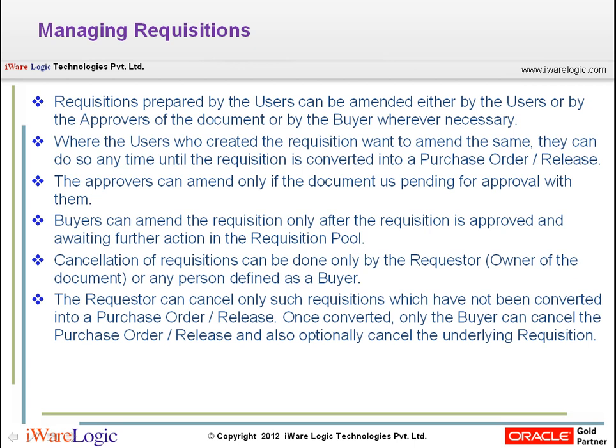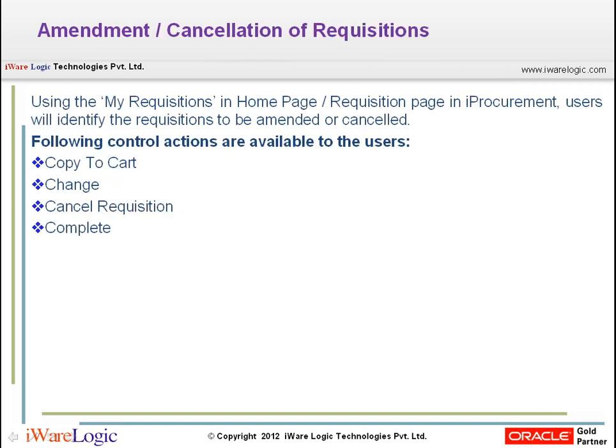Cancellation of the requisitions can be done only by the requester, that is the owner of the document, or any person defined as a buyer on that requisition. The requester can cancel only such requisitions which have not been converted into a purchase order or release. Once it is converted, only the buyer can cancel the purchase order or release and also optionally cancel the underlying requisitions. Amendment and cancellation of the requisition. Using My Requisition on the home page, the user will identify the requisitions to be amended or cancelled, and can perform the following actions like copy to cart, change, cancel the requisition, or complete the requisition.